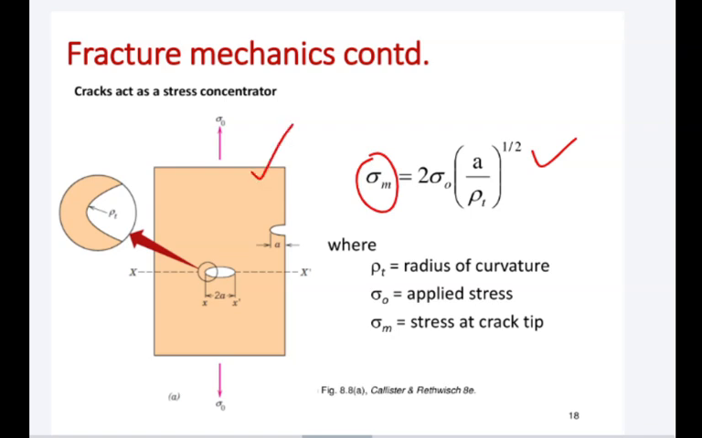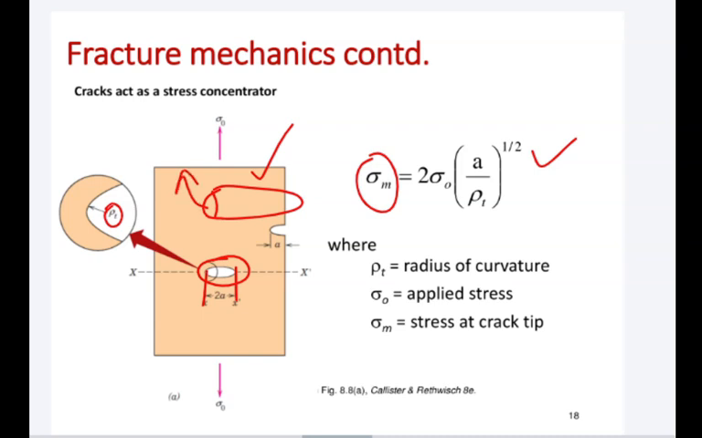Now you see here we have this material. This white is the crack. So the tip of the crack is where? You see this one, x and x dash. These are the two tips of the crack, right? And here you see rho t is the radius of curvature of the crack. If you see, this is the crack, so here we have the radius of curvature of the crack.